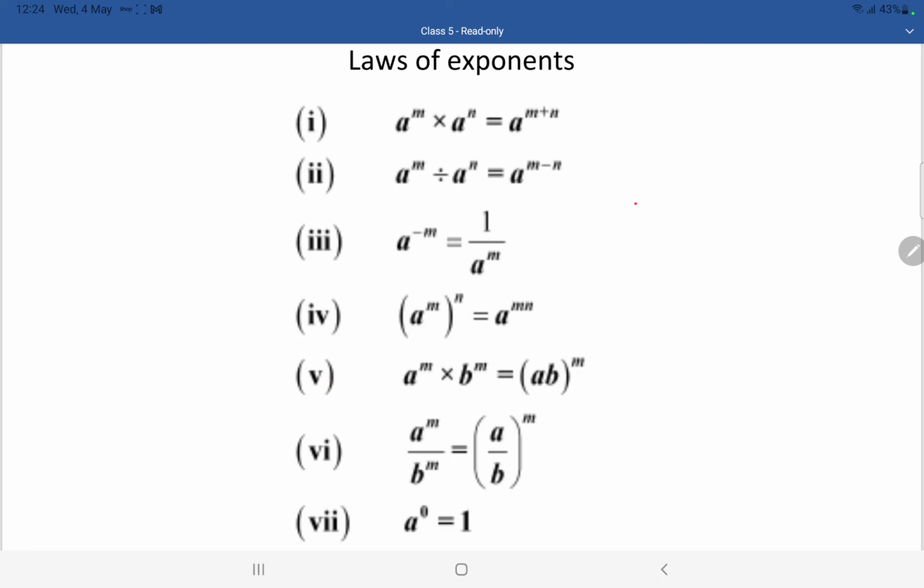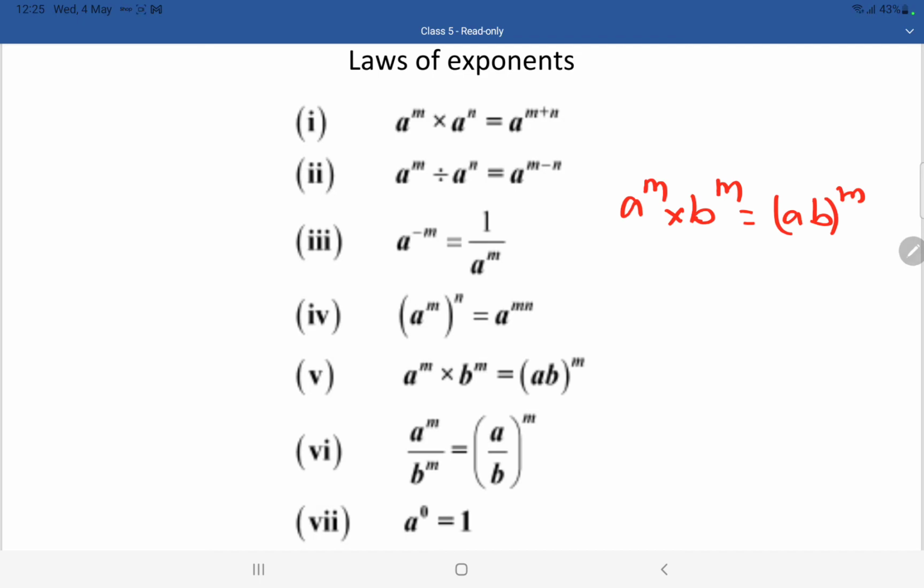If we just see that a power m into b power m is equal to ab whole power m. Now here in this case, the bases are different. They are a and b. They are two different bases, whereas the powers both are m, means the powers both are same here. The bases are different, but the powers are same.